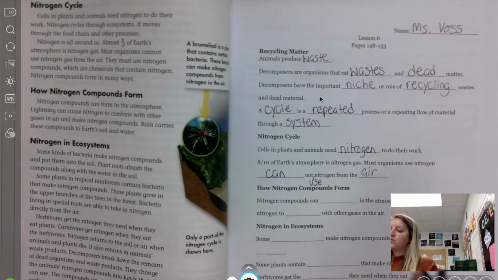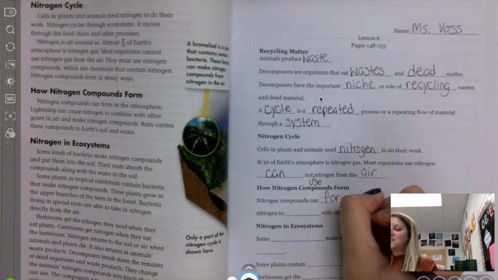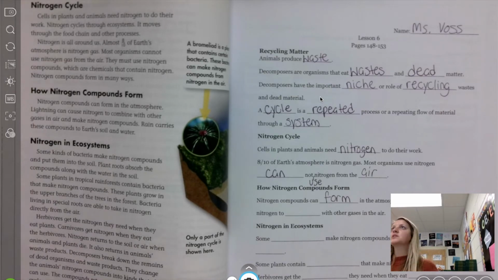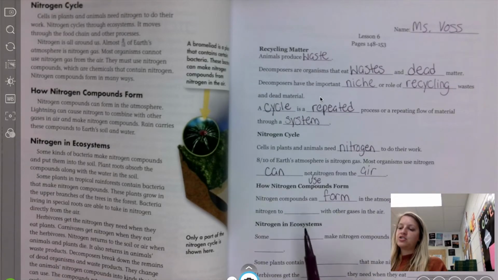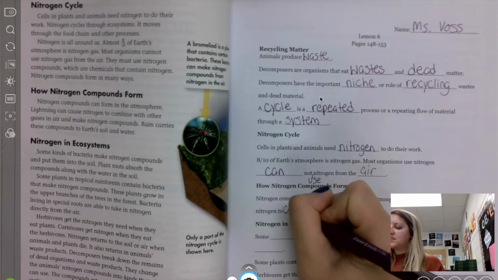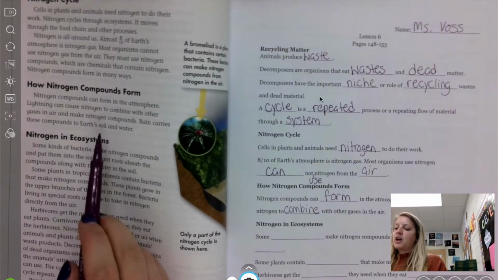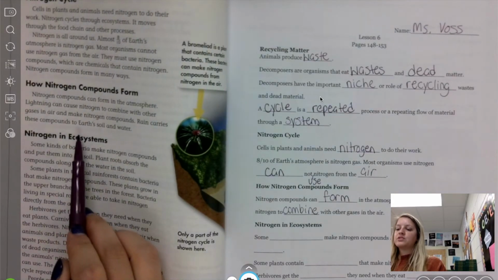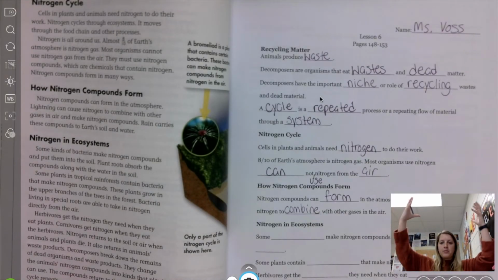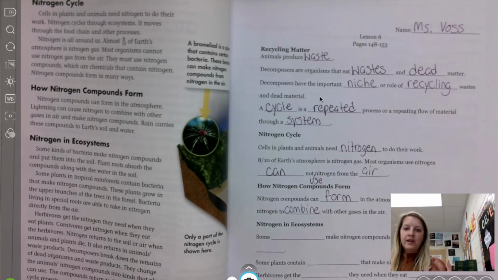Nitrogen compounds can form in the atmosphere. So just in the air around us, nitrogen compounds can form, and it's not something you can see. They're super tiny, you'd have to use a microscope in order to see them, but they can form in the atmosphere. Lightning can cause nitrogen to combine with other gases in the air and make nitrogen compounds. Rain carries these compounds to earth, soil, and water. When the lightning hits, a lot of times there's rain with it, and then the rain is going to bring these compounds to the earth, soil, and water.